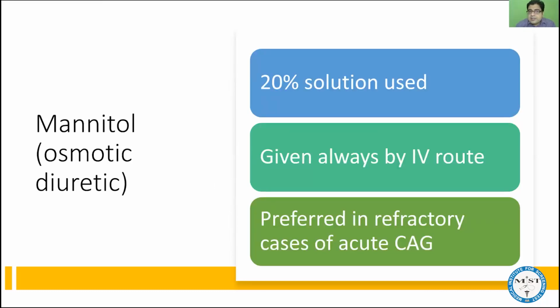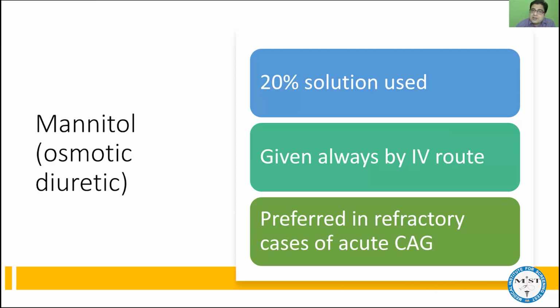The next drug is mannitol. Mannitol is an osmotic diuretic. So this medicine is always given by IV route. There is no other route. Next MCQ, we always use a 20% solution of mannitol for the treatment of glaucoma. And this medicine is highly efficient in reducing the intraocular pressure. So this medicine is always given under the observation of a trained ophthalmologist.